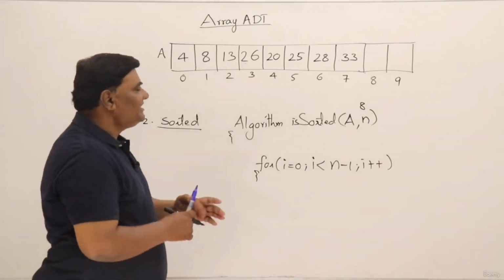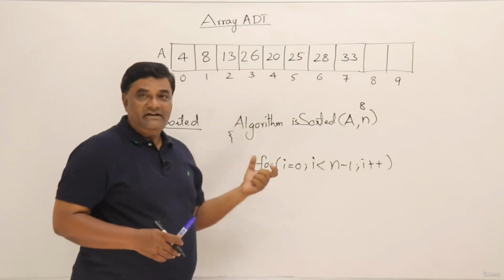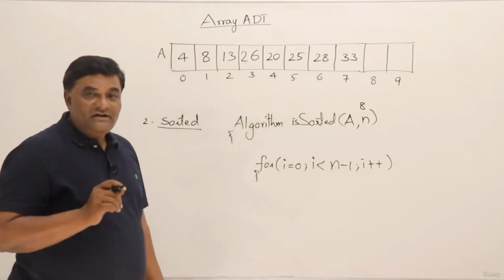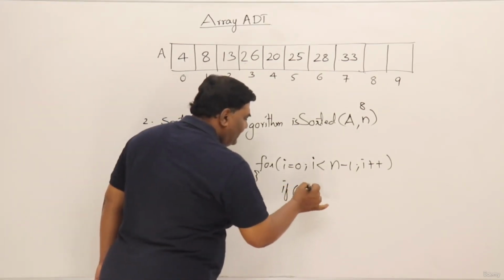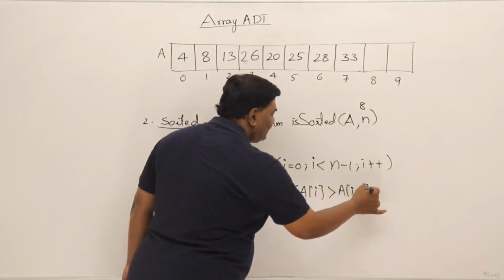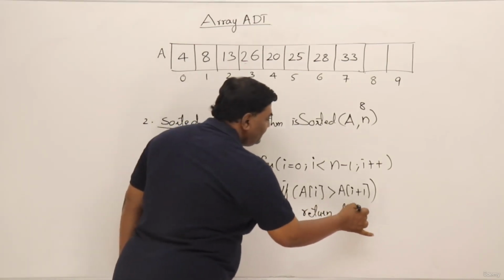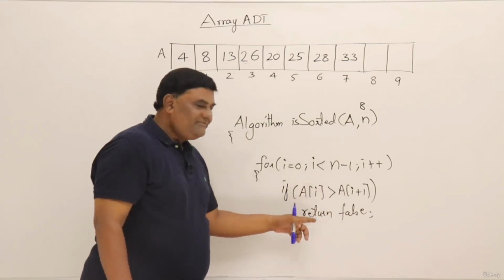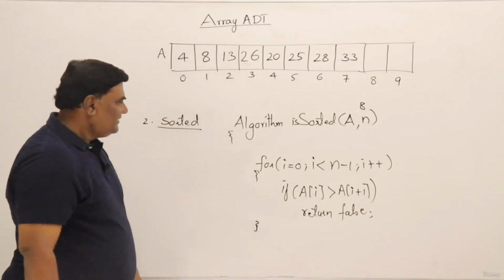Then in this, what do we have to check for? Is there any pair of elements where the first one is greater than the second one? It means the list is not sorted. So we check for the false condition. If a of i is greater than a of i plus 1, any number is greater than the next number, then return false. It means the list is not sorted. We got this condition satisfied, then we return false, and that's all, end of loop.